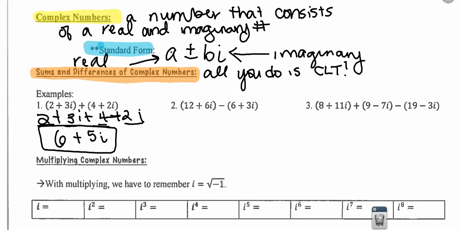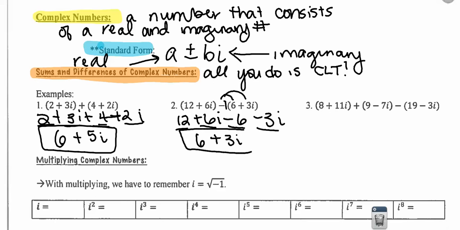So be very careful. If I look at the next one, I have this minus, I'm subtracting them, which means I have to technically distribute -1. So I'm going to have 12 plus 6i minus 6 minus 3i. And now I'm just going to combine like terms. 12 and -6, that makes 6. 6i and -3i, that makes 3i. And I'm done. So go ahead and pause this video and try number 3 on your own, and then we will go over it.